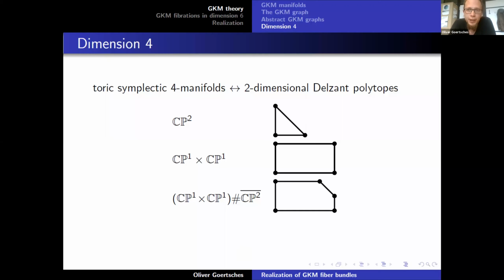But now I'm interested in GKM theory. So I'm not really interested in a polytope. I'm interested in the associated graph. I've already explained how to go from here to a graph. So we just forget that these things are polytopes. We just, in this case, keep the boundary of this polytope as an abstract graph together with the labeling.